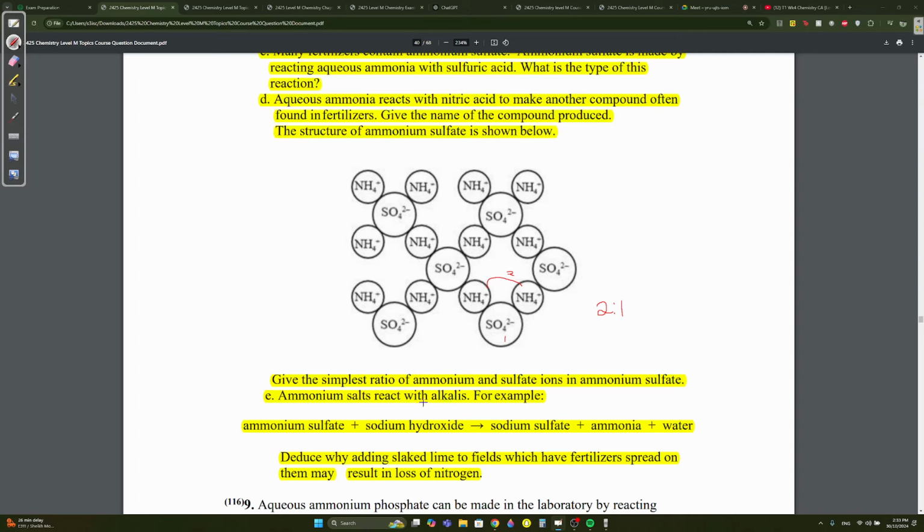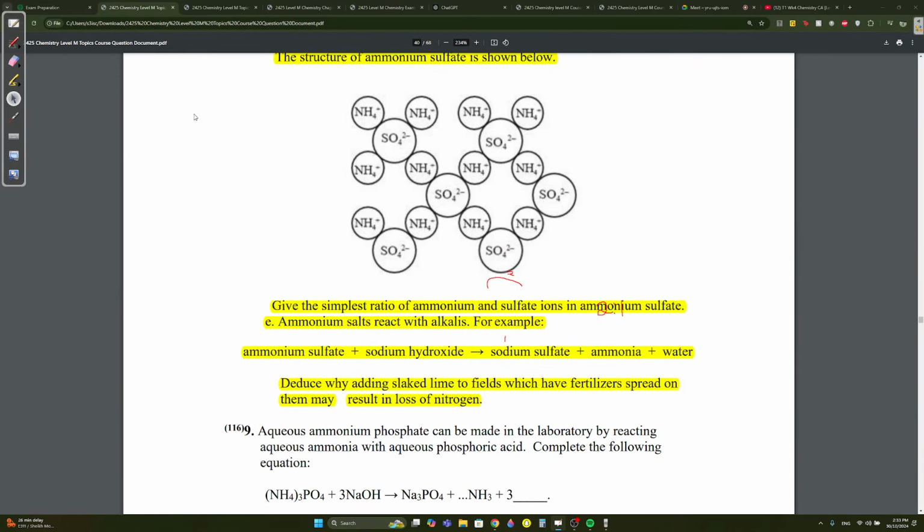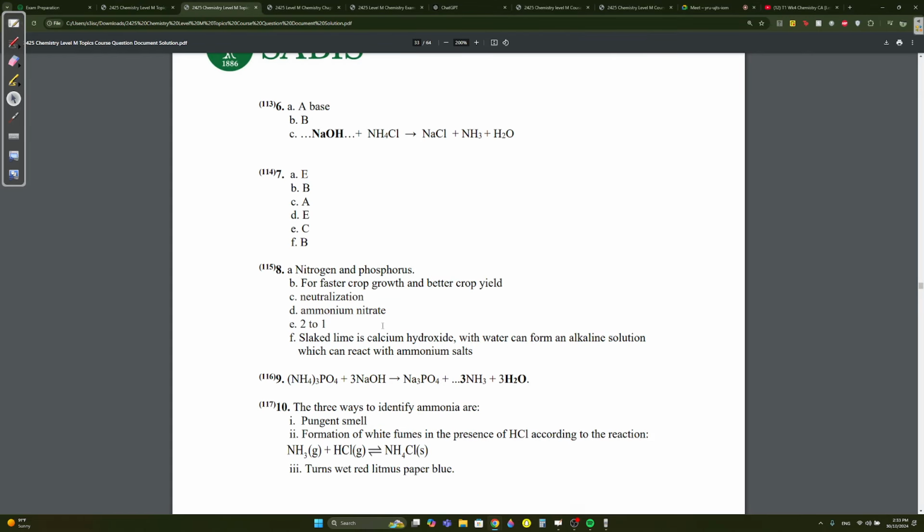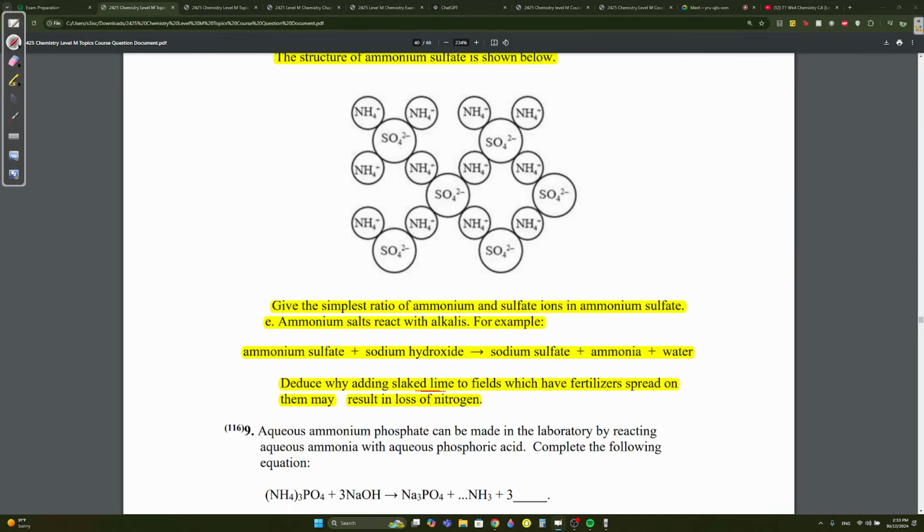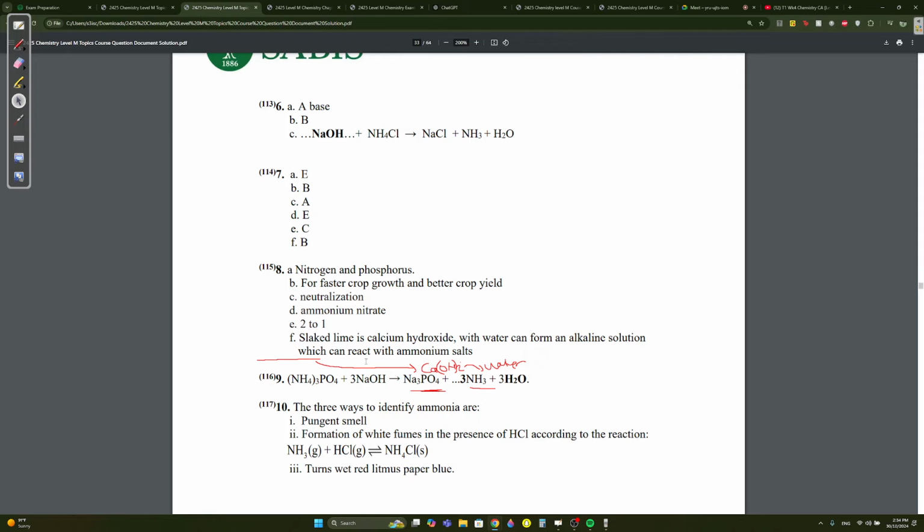Ammonium sulfate. Okay, ammonium salts react with bases, alkalis. For example, ammonium sulfate plus sodium hydroxide gives sodium sulfate plus ammonia plus water. Deduce why adding slaked lime to fields which have fertilizer spread on them may result in loss of nitrogen. Slaked lime is calcium hydroxide, which with water can form an alkaline solution which can react with ammonium salts. You should know lime is calcium hydroxide, because when you dissolve it in water we get lime water, which is the test for CO2. So if you add it to fields, it forms a base, and instead of the ammonium sulfate being absorbed by the plants, it reacts with this base because calcium hydroxide is a base. So it would react with the ammonium salt instead of the plants.